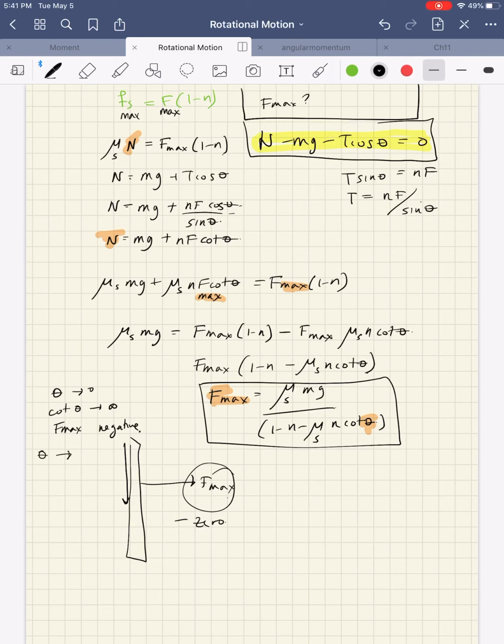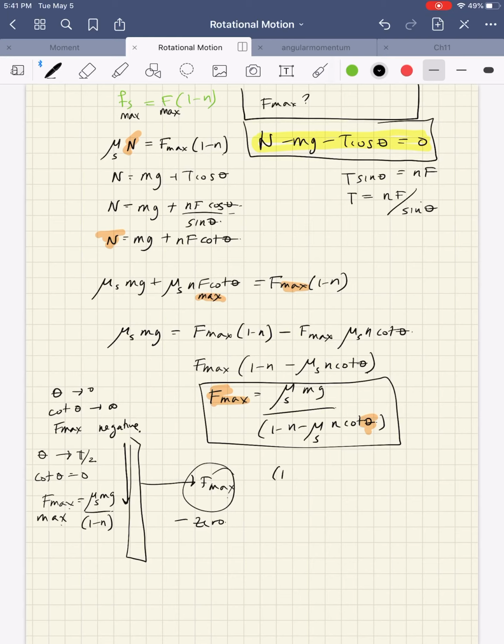As theta goes to pi over 2, cotangent theta goes to 0, and F max is kind of at its maximum value that it can be, as mu static mg over 1 minus n. So this is like F max max. In the notes that I have, I play around with this idea of the fact that F max can't be negative. So minus 0 doesn't really make sense here. You see what I mean? F max is the magnitude of a force.